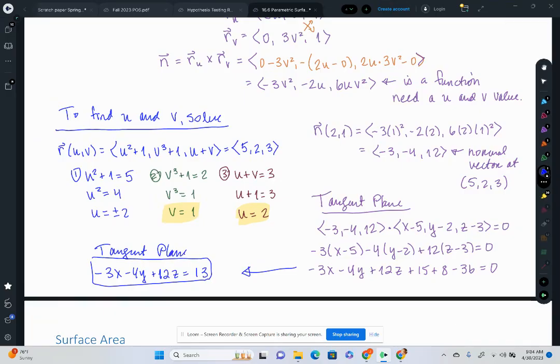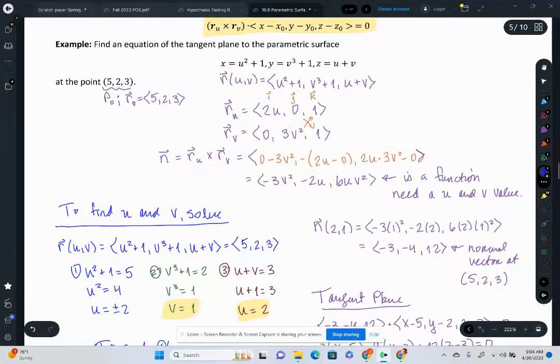It was a lot of work, but we're starting with a parametric surface, and that's all we have. So we've got to be able to come up with tangent planes regardless of whether we've been given the equation in x, y, and z, or if we've been given the equation in terms of a parametric surface.